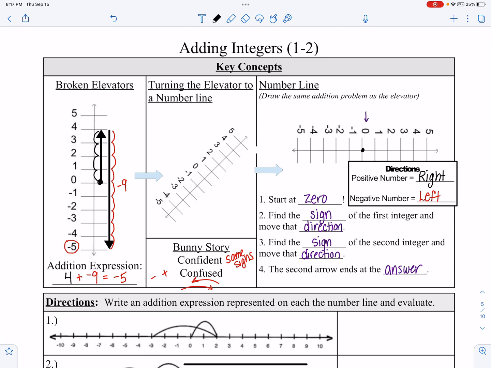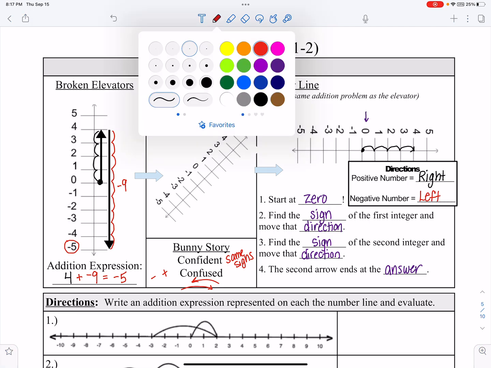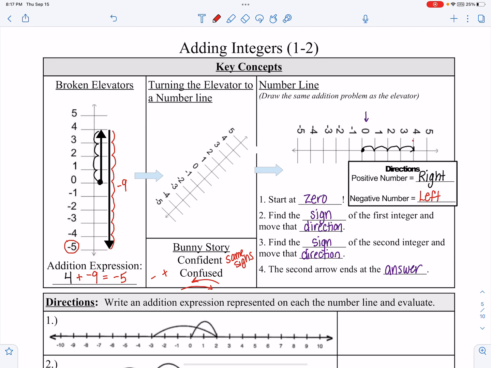And I moved forward a positive 4. And so it's the same idea. 1, 2, 3, 4. Okay. And then I added a negative 9. So let me grab my red. And so I went back 1, 2, 3, 4, 5, 6, 7, 8, 9. Okay. And so wherever I end up, there is my answer. So same way, just looks a little bit different.